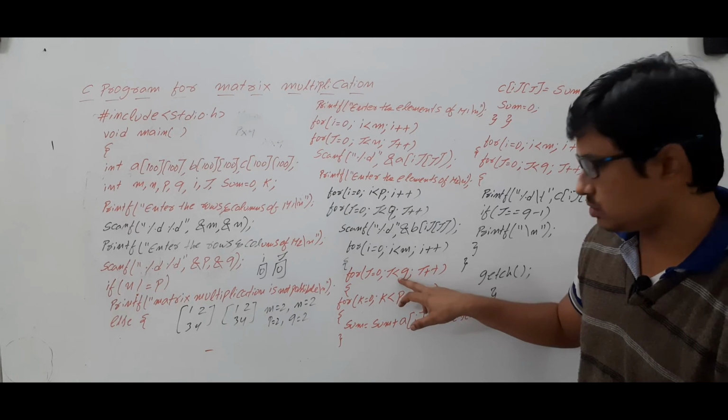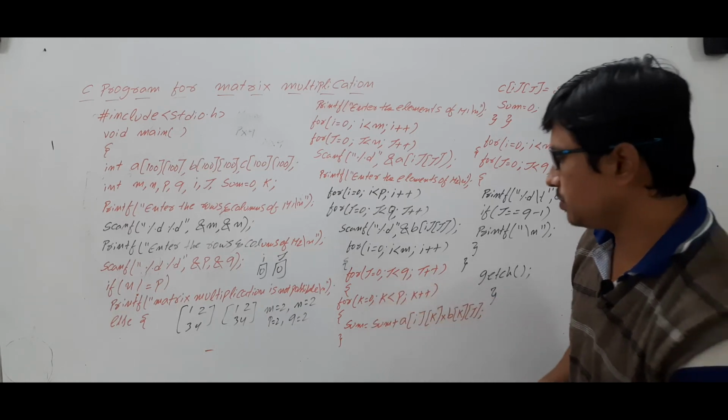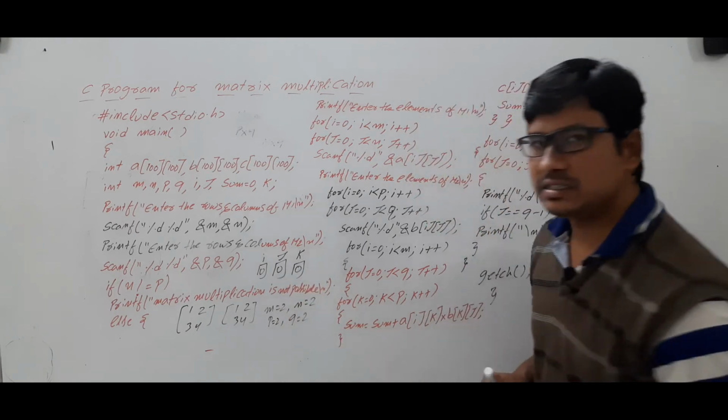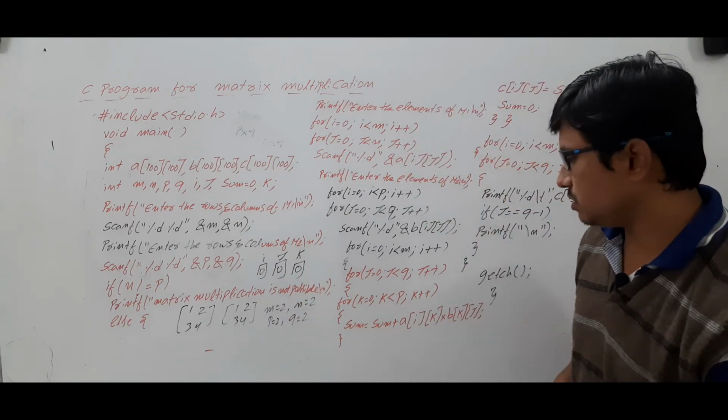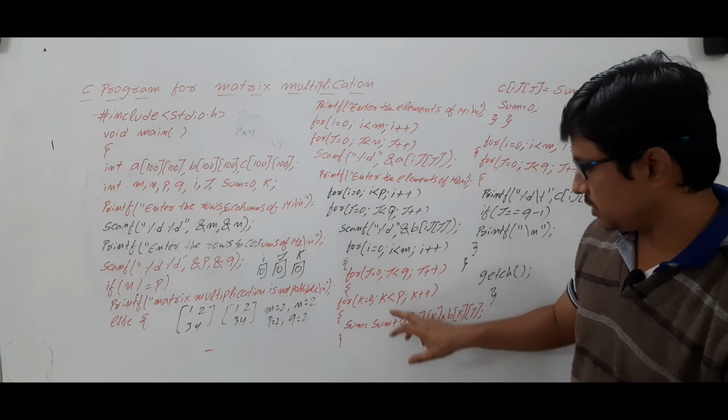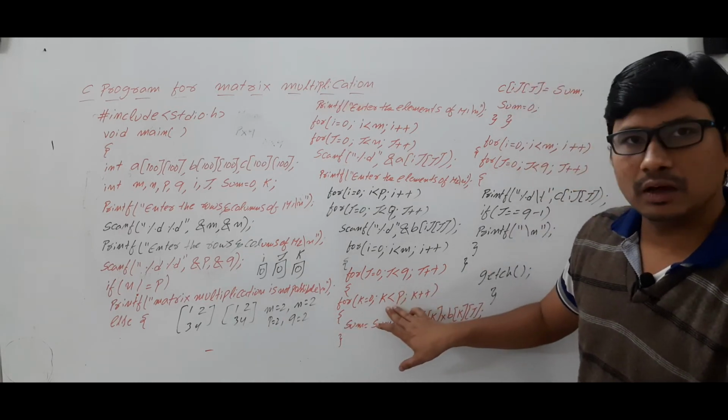Again this part is also true, so it will come to this loop. Again it will initialize the k value to 0. So i, j, k are currently 0, 0, 0. Now what is the p value? 2. 0 is less than 2, so again this condition is true. Are you able to understand?